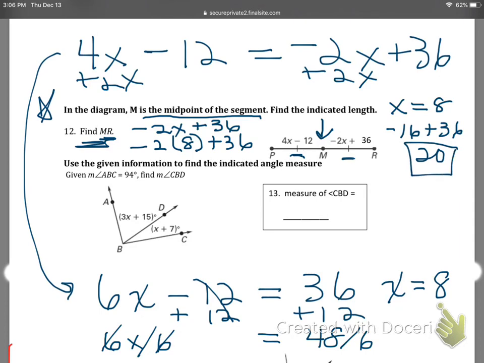So if I wanted to find more pieces, I could, but I don't really need to because I know this is 20. If I wanted to figure out what the other half is, it had to be 20 because of the fact that I have a midpoint, and therefore the whole piece PR is 40. So I could ask you many questions about this one problem, so make sure that you always answer the question that was asked.